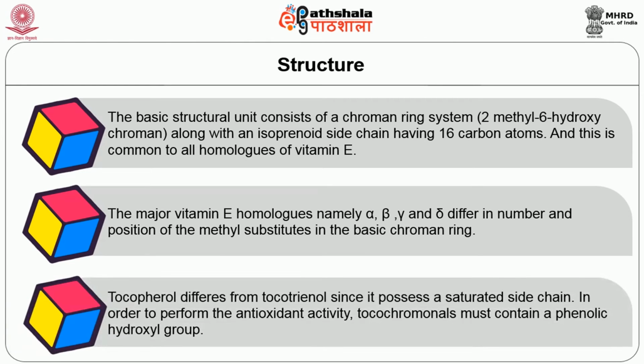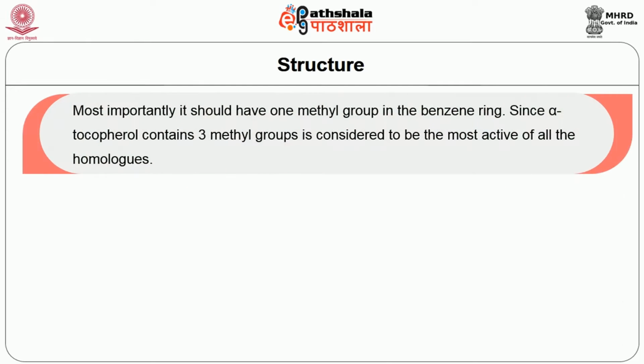Tocopherol differs from tocotrienol since it possesses a saturated side chain. In order to perform the antioxidant activity, tocochromanols must contain a phenolic hydroxyl group. Most importantly, it should have one methyl group in the benzene ring. Since alpha tocopherol contains 3 methyl groups, it is considered to be the most active of all the homologs.